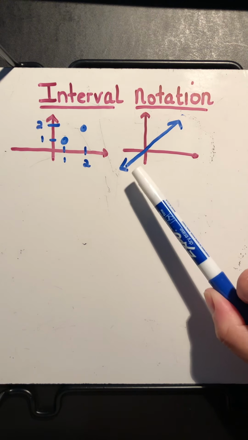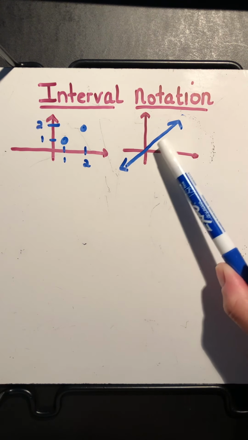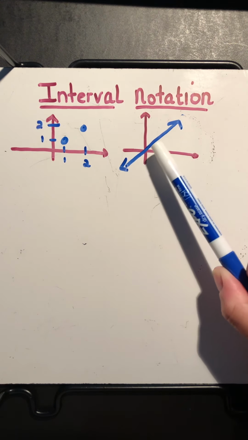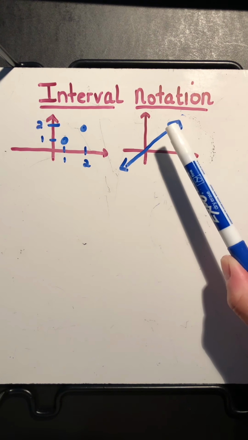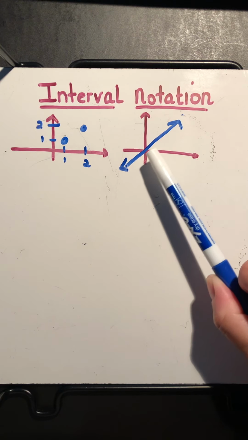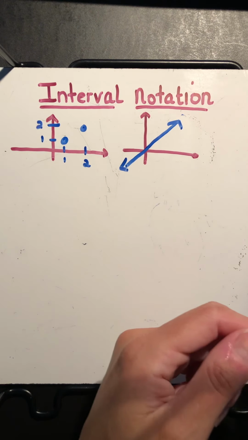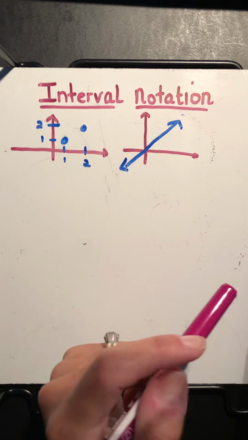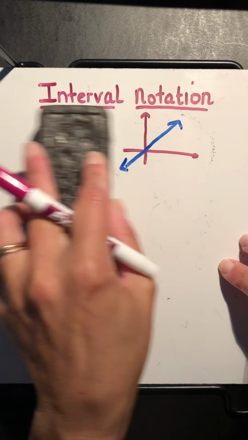Where here on the right, you'll notice I have a line. A line extends infinitely in both directions. I'm not going to sit and take the time to list an infinite amount of numbers. In this case, I'd want to use interval notation. All right, so let's do some examples that you're going to see coming up in the lesson tomorrow.